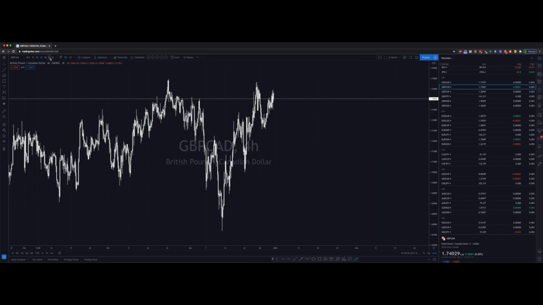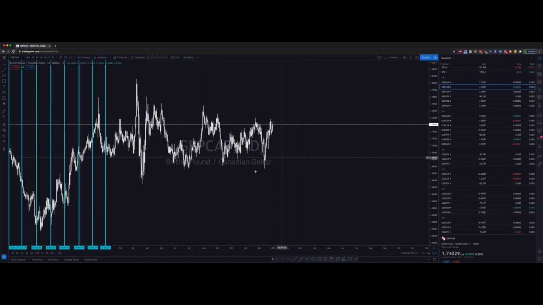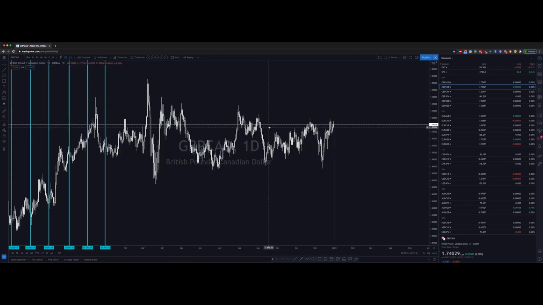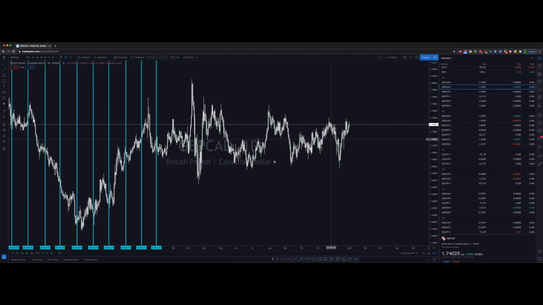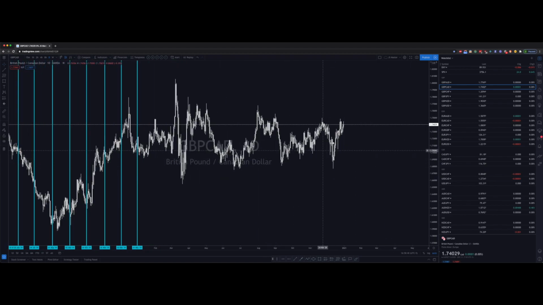GBPCAD, we'll jump out to the daily. Just ignore all of that nonsense there. I was just testing some stuff. Again, for me, no clear movement. You kind of had this uptrend recently, kind of in the past here. Again, don't pay attention to how I'm drawing the trend line.